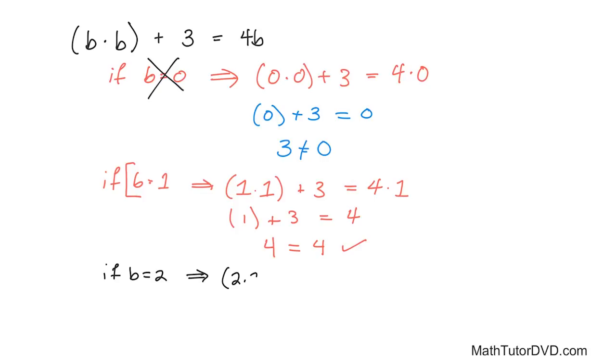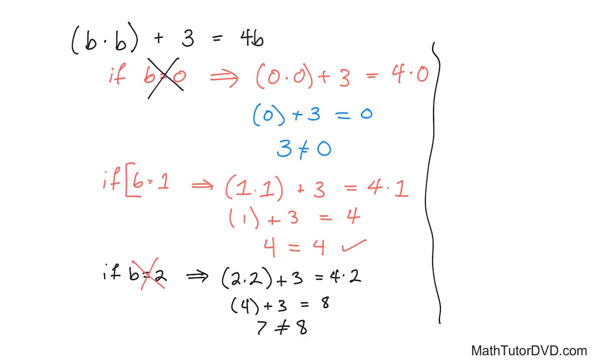It'll be 2 times 2, because b times b, plus 3 is equal to 4 times 2. 2 times 2 on the inside of the parentheses is 4, plus 3 is equal to 4 times 2 is 8, and 4 plus 3 is 7. That is not equal to 8. Okay, so this value here for b is equal to 2 doesn't work. Okay, but let's just try one more. I'll give you a hint. It's going to work. What if we have b is equal to 3?